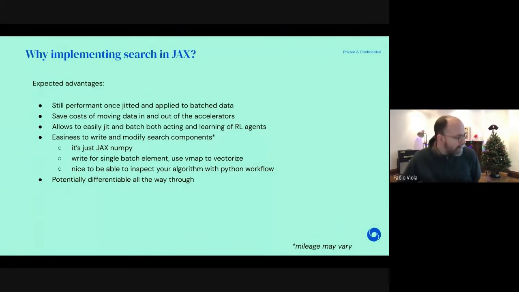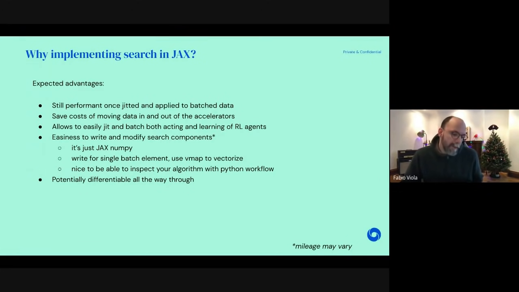So off the bat, if we decide to stick with JAX like we did, there are some expected advantages and disadvantages we can foresee. In particular, what we expect is that once we manage to JIT computation, we're going to be quite performant, at least compared to plain Python. Something that is really relevant for us, especially in RL, is saving the costs of moving data in and out of accelerators, which would happen if you broke out to search in C++ on CPU. This in turn allows, if you can JIT search, you can JIT the whole acting and the whole learning of RL agents, which is really relevant for performance.